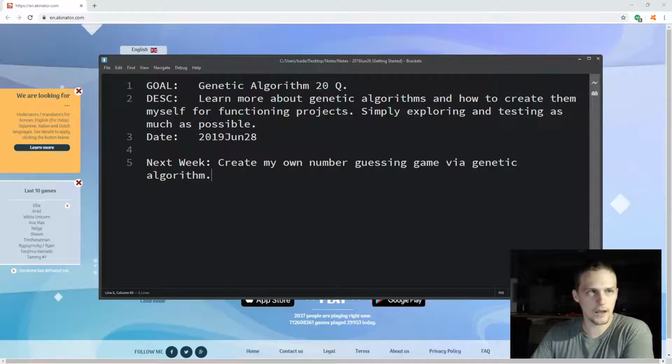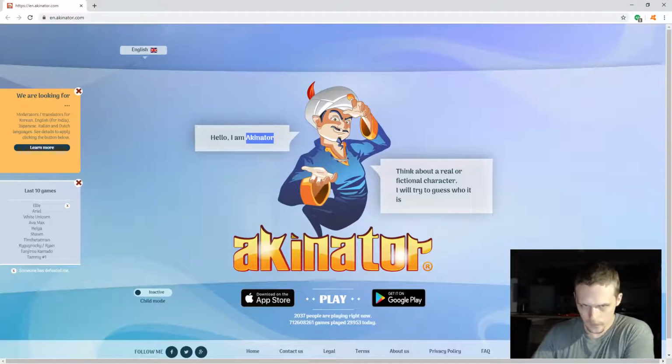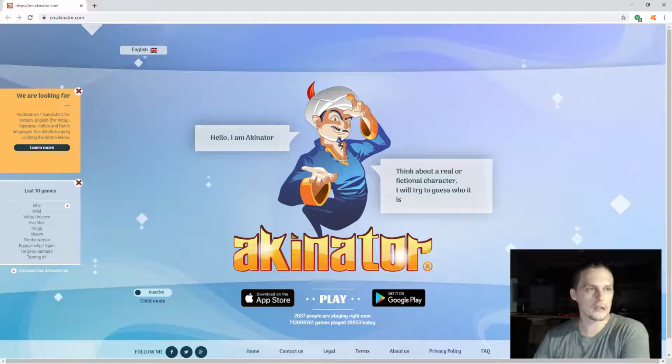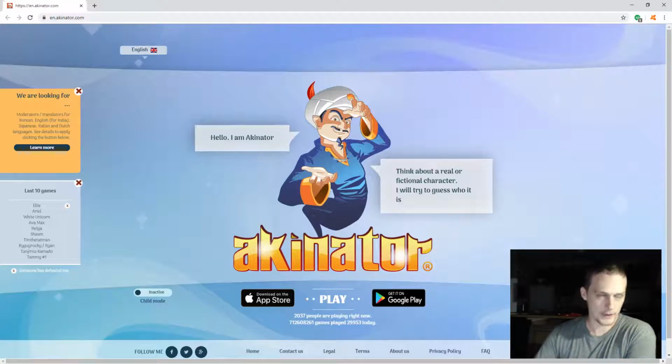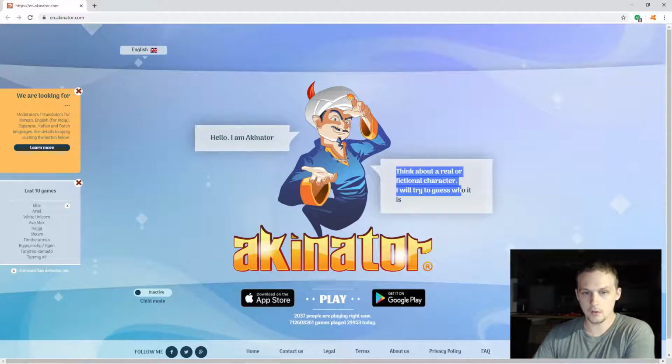Save, and here we go. So what I'm going to do now with this program, Akinator, think of a real or fictional character. I will try to guess who it is.